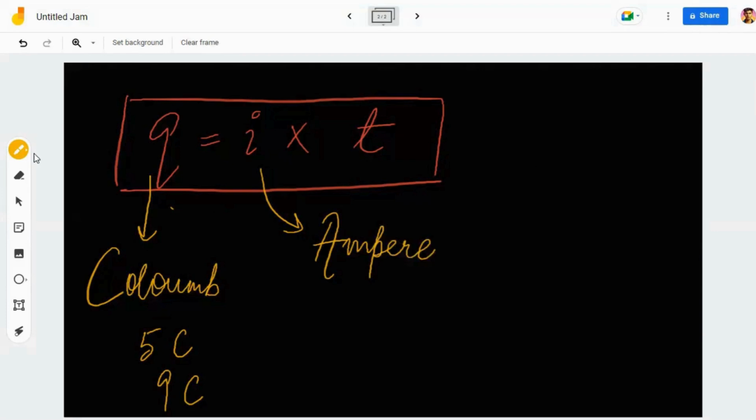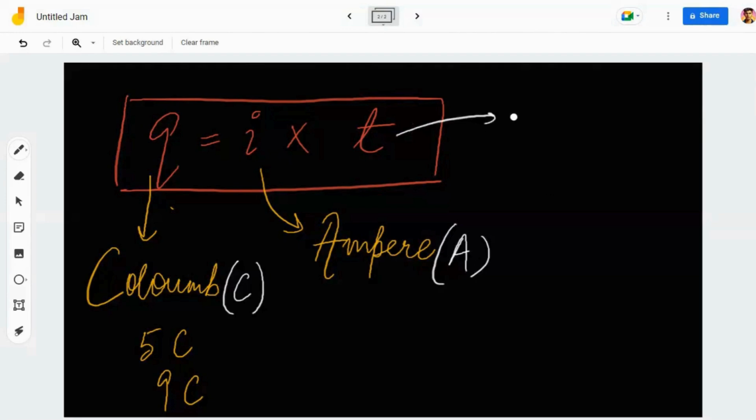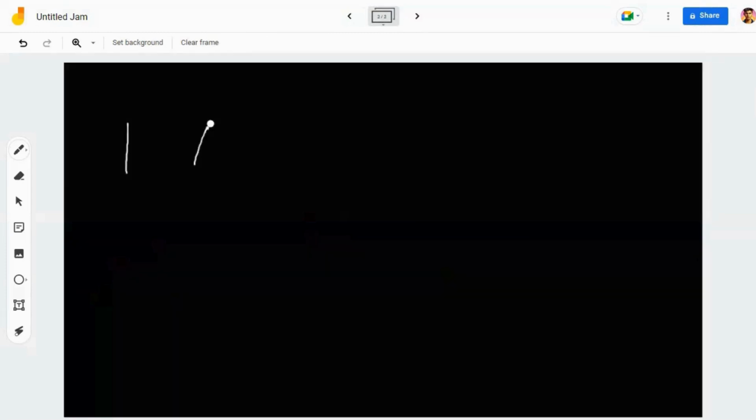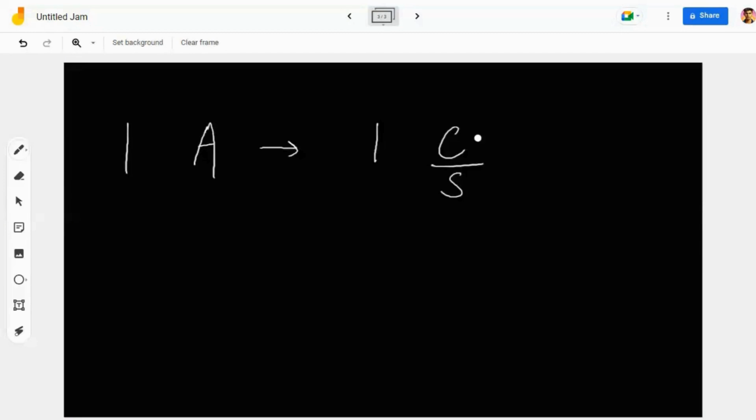ampere. The unit of current is ampere. It is denoted by A, and coulomb is denoted by C. Coulomb is C, ampere is A, and time is in seconds. This is pretty simple. It is important to know the units also. So 1 ampere can be written as 1 coulomb per second.